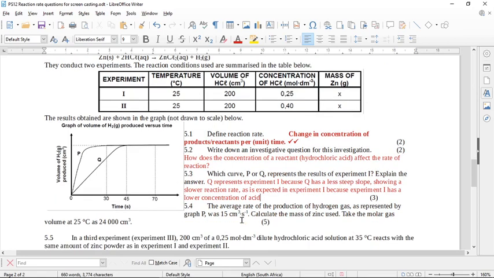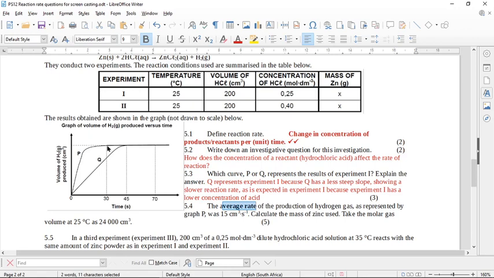Okay, the average rate of production of hydrogen gas as represented by graph P was 15 cubic centimeters per second. Calculate the mass of zinc used. Take the molar gas volume at 25 degrees to be 24,000 cubic centimeters. Okay, so look here first of all. 15 cubic centimeters per second was the average rate here. When you find the average rate of any graph, that's when you go from one point to the other point and you just draw a line across them and you find the average steepness of this curve.